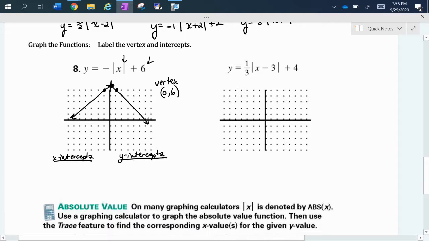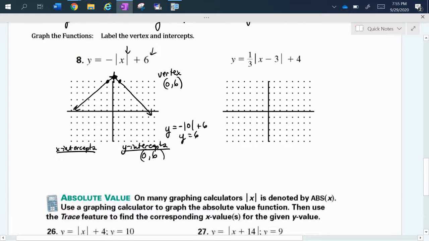And I can see on the graph that the y-intercept is at (0, 6), so I'm going to show the algebra that proves that. I'm going to solve for y when x is 0. And I can see that that number is definitely 6. So my y-intercept is (0, 6).